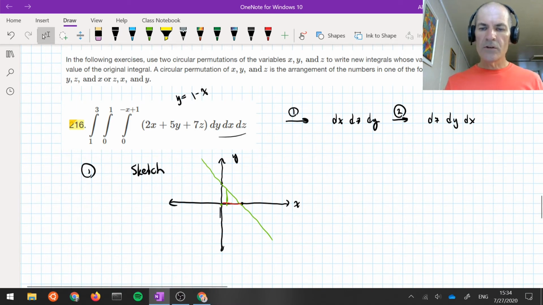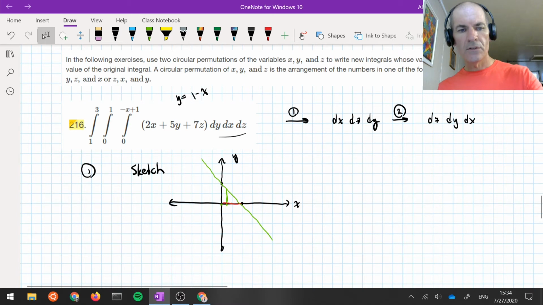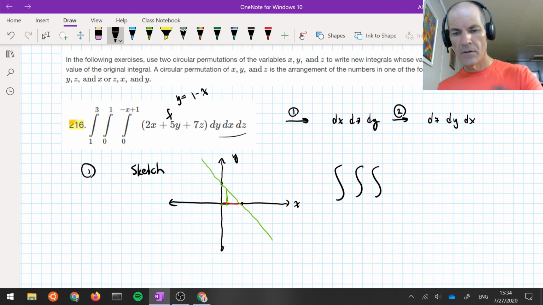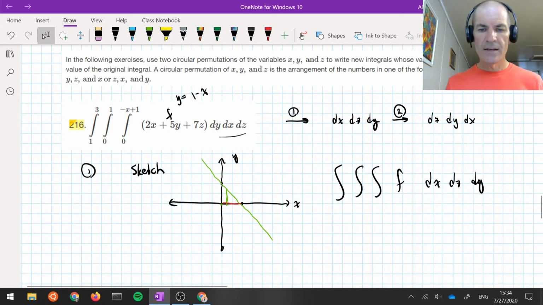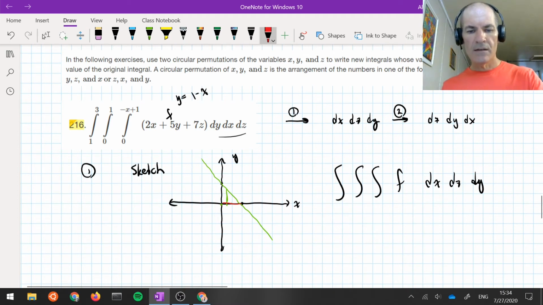All right, well, the first task here, the first circular permutation, is to figure out what's going on in the x direction. So we're going to build this integral. Again, I'll just call the integrand f. And we're going to go dx, dz, dy. Dx means we're going to build little horizontal lines that are parallel to the x-axis like that. Any horizontal line in this domain is going to start at x equals 0, and it's going to extend up to the equation of this line.